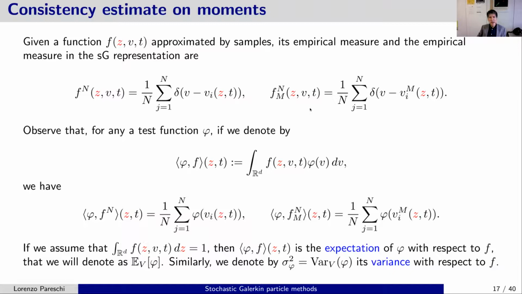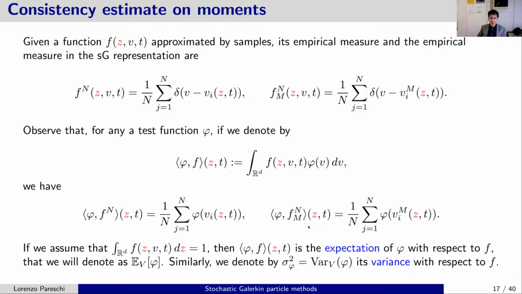So let me define by using these wedge brackets the moments, or essentially the integration of f against some function phi, which typically is a polynomial in the velocity. So it will typically characterize the mass, the momentum, and the energy of the system. You have that we have the moments of the empirical distribution function, which are computed directly from the particles, as well as the moments for the projected empirical distribution, which is computed from the values of the projected particles in our polynomial space.